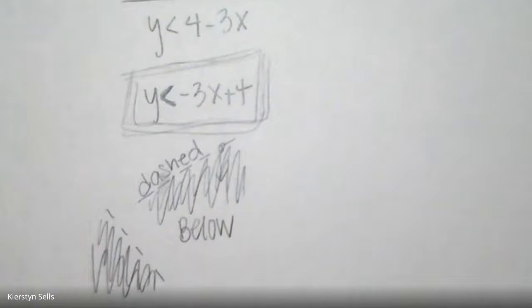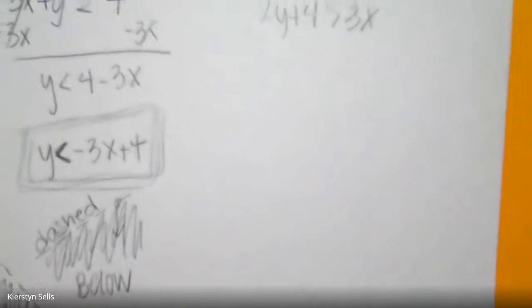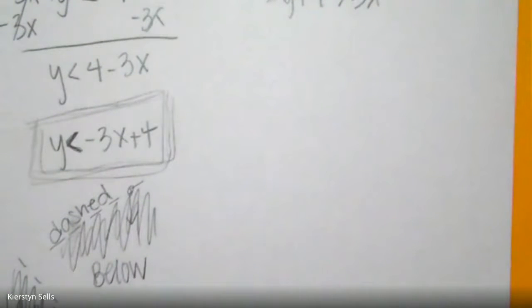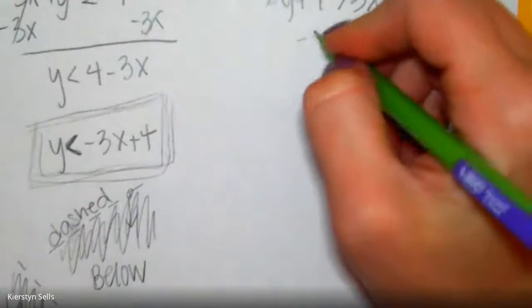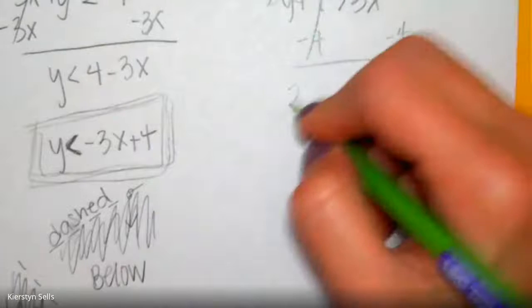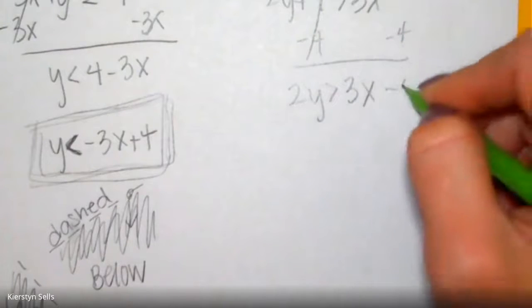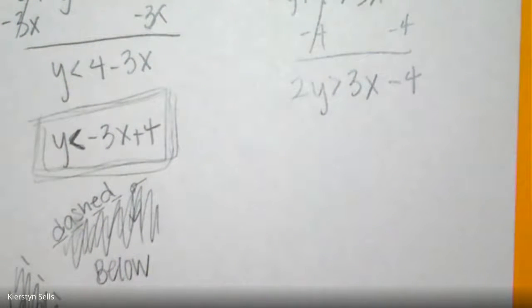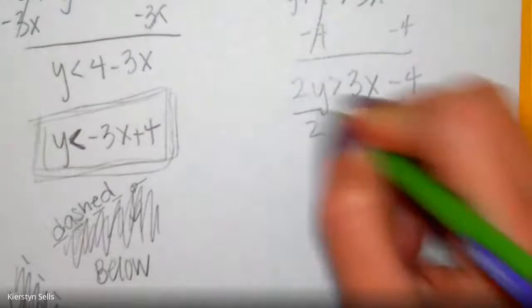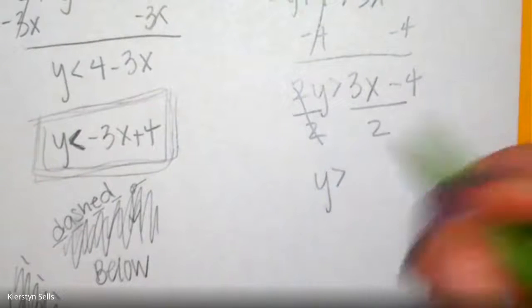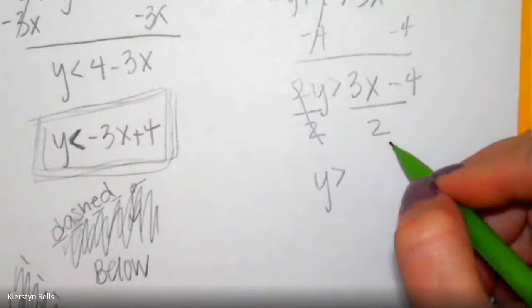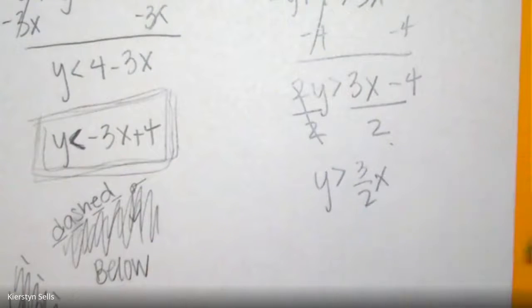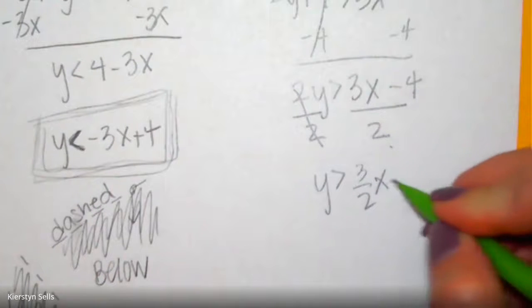Yes. Yep. All right, on the next one, I need to get y by itself. What's the first step, Miranda? Minus 4. 2y greater than 3x minus 4. What's next, Albert? You would divide by 2. Yep. Both sides. So y greater than 3 divided by 2 becomes what? 3/2. Yep, just the fraction. 3 over 2. Good. Negative 4 divided by 2 becomes awesome.